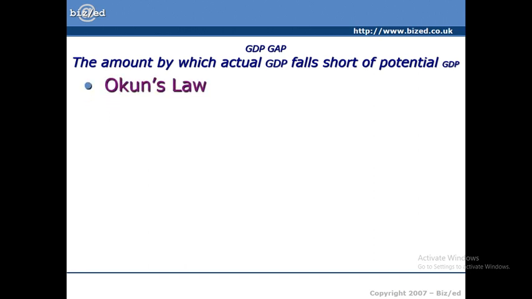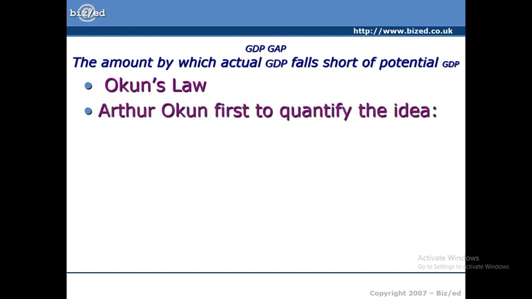Okay, and here comes the relevance of Okun's law. The economist says that there is a phenomenon called the GDP gap, and Okun's law measures how much output is lost as a result of unemployment. Arthur Okun is the first one to quantify this idea: the loss of output as a result of unemployment.